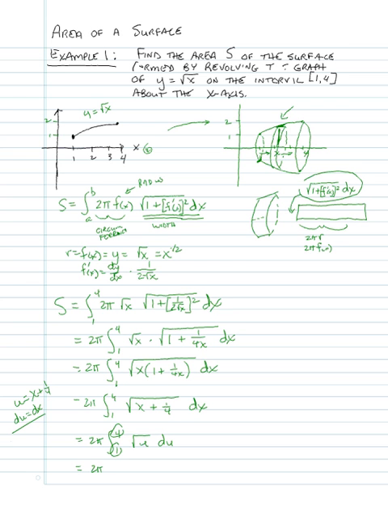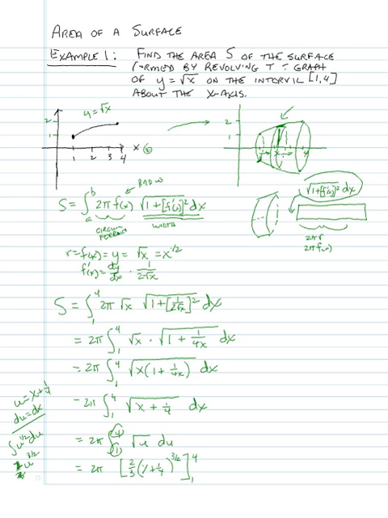So the integral of square root of u, that's u to the 1/2 power, is 3/2 times u to the, my bad, it's 2/3 times u to the 3/2 power. So when we do this integration, we're going to get a result of 2/3 times u to the power 3/2. But u was x plus 1/4, and we're evaluating that from 1 to 4.